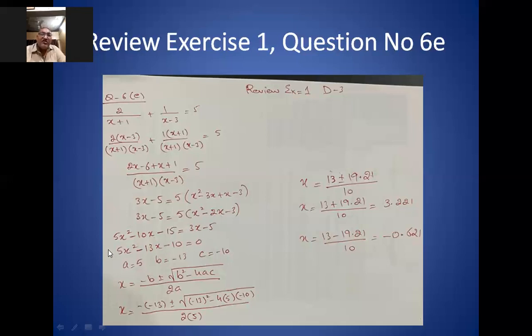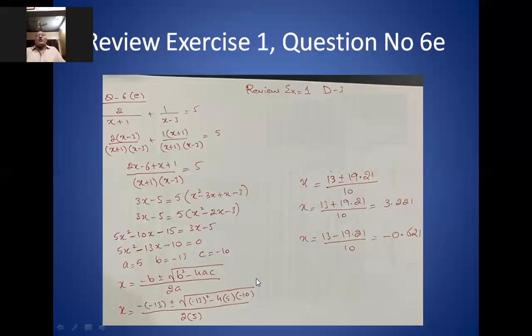Bring these two terms to the other side. So you will have 5x squared. When it comes here, it will be minus 3x. So minus 10x and minus 3x, it will be minus 13x. When this minus 5 comes to this side, it will become plus 5. So minus 15 plus 5 will give you minus 10 equals 0. Now it is in the standard quadratic form. The coefficient of x squared, which we call a, is 5. The coefficient of x, which we call b, is minus 13. And the constant term, which we call c, is minus 10.